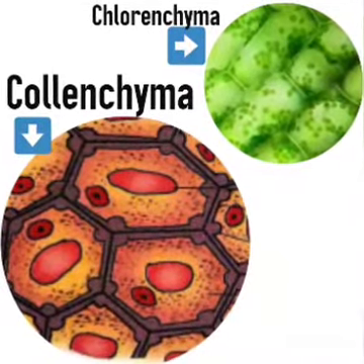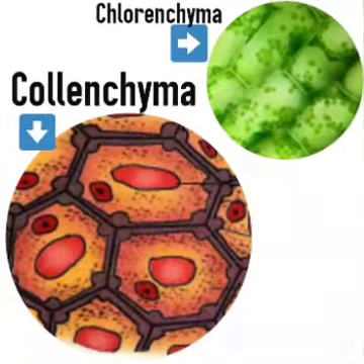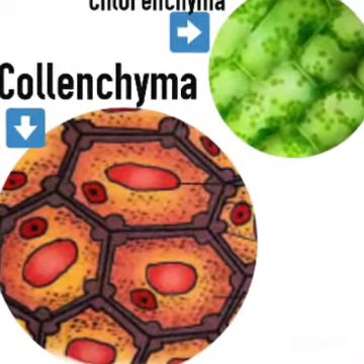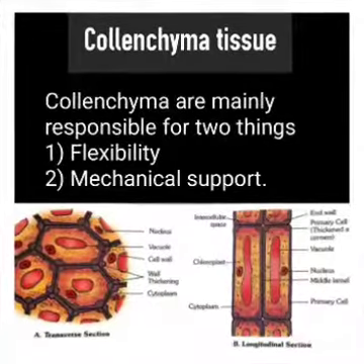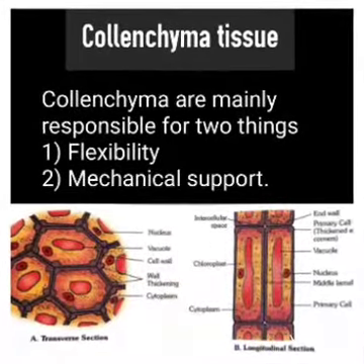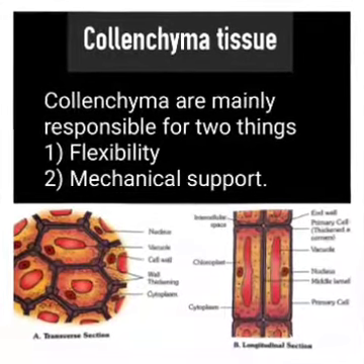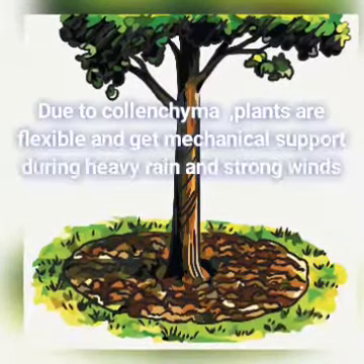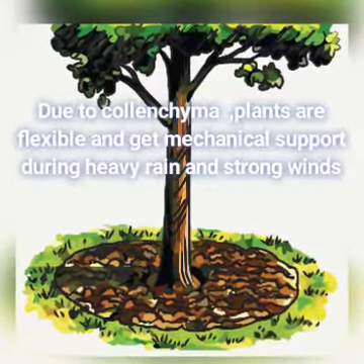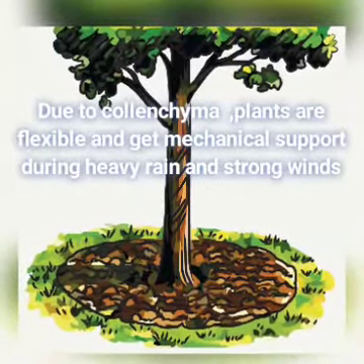Next, let's start with the collenchyma. Don't get confused between chlorenchyma and collenchyma. Collenchyma are mainly responsible for two things: flexibility and mechanical support. Because of flexibility and mechanical support, plants can withstand heavy rain and winds.